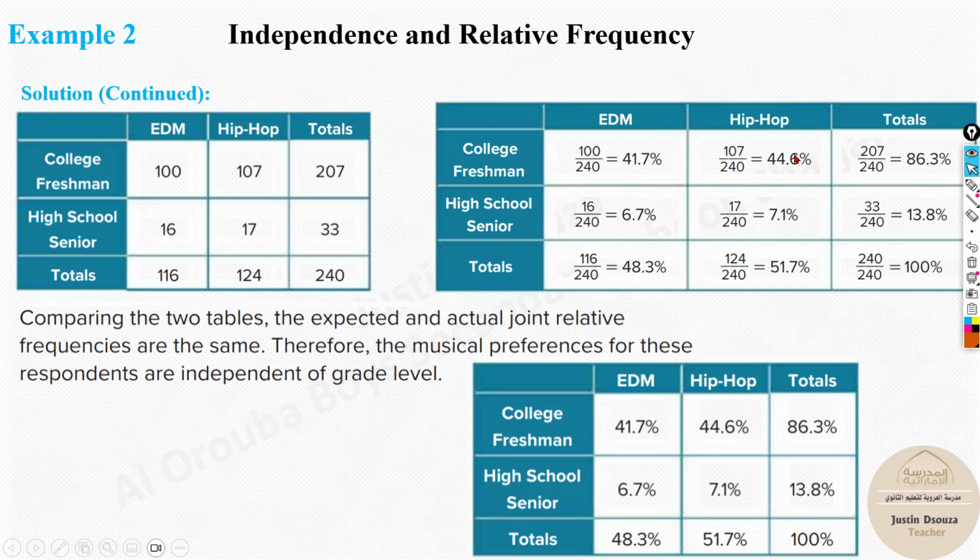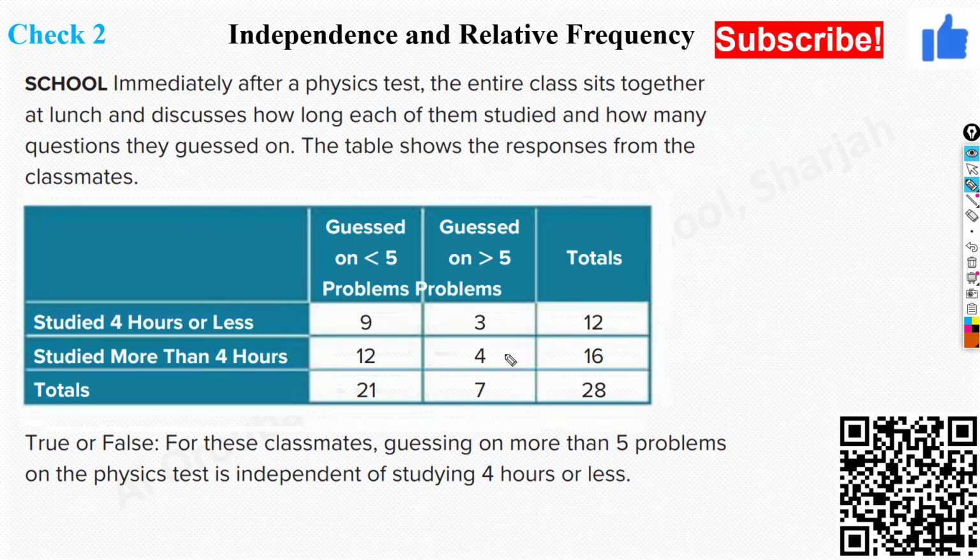See, expected is what we get by multiplying the totals, and actual is from the table, what we divide. These I just now did right in the calculator. You can see they are the same. Therefore, the musical preferences for these respondents are independent of these grade levels. It doesn't matter. There is a check problem. I would highly encourage all of you to solve this by yourselves.